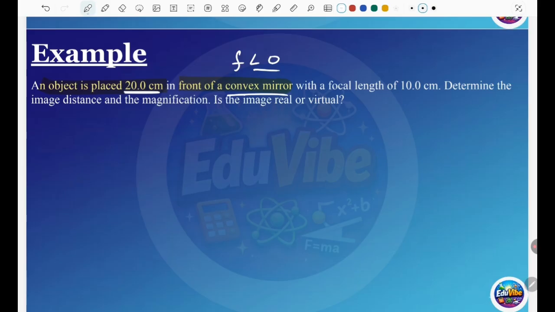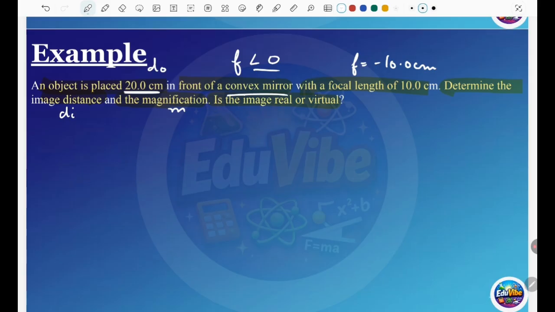The object is placed 20.0 centimeters in front of the convex mirror. This is about the distance, so this is your do. Next, the focal length is given to you as 10.0 centimeters, but this should be negative 10.0 centimeters, so make this f. To determine the image distance and the magnification, and to tell if the image is real or virtual, basically you have to find m and the image distance, which is di.